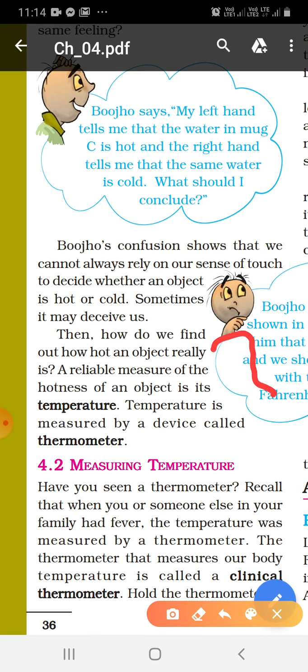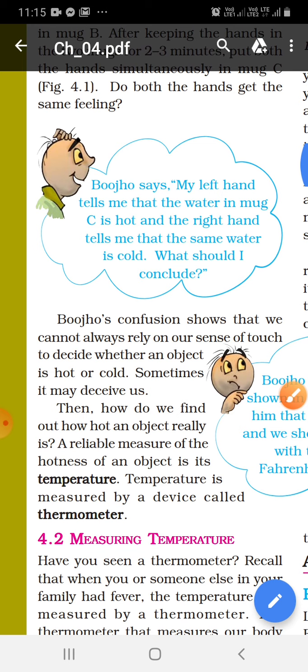A reliable measure of hotness of an object is called temperature, and temperature is measured by a device called thermometer. So there are different units to measure temperature. There are different scales. What are these three different scales? Number 1 is Celsius scale, second is Kelvin scale, and third one is Fahrenheit scale.